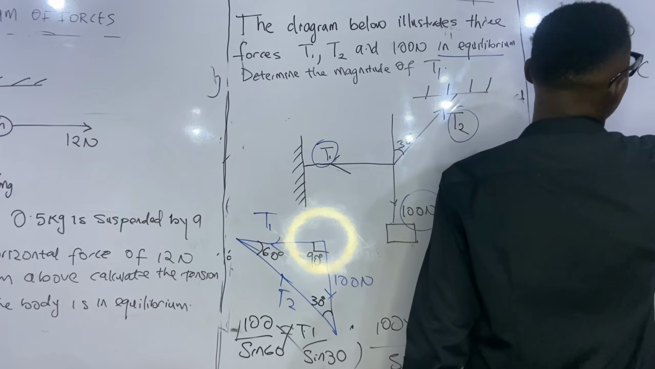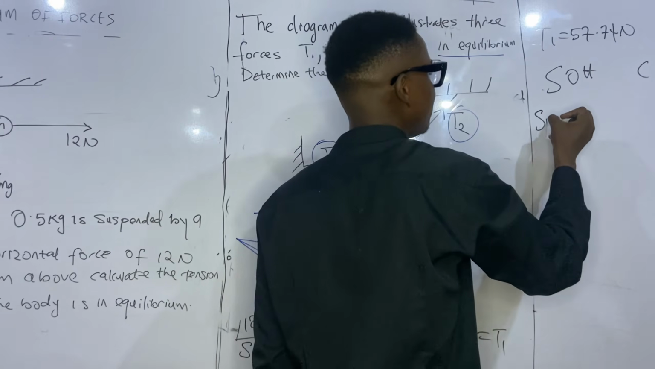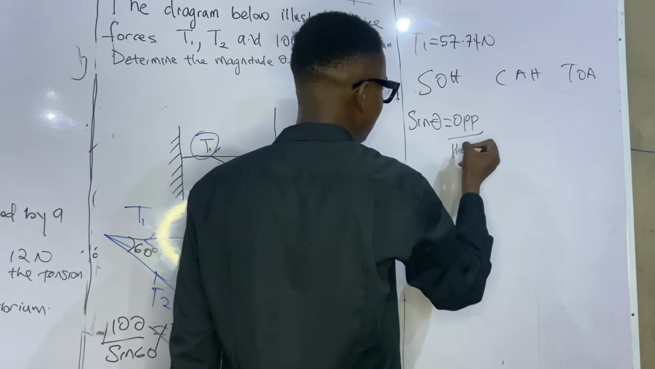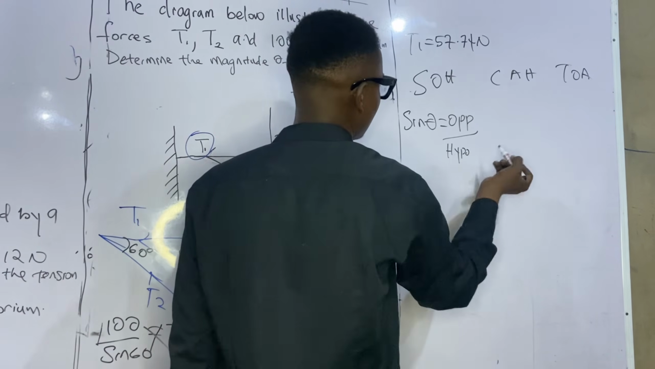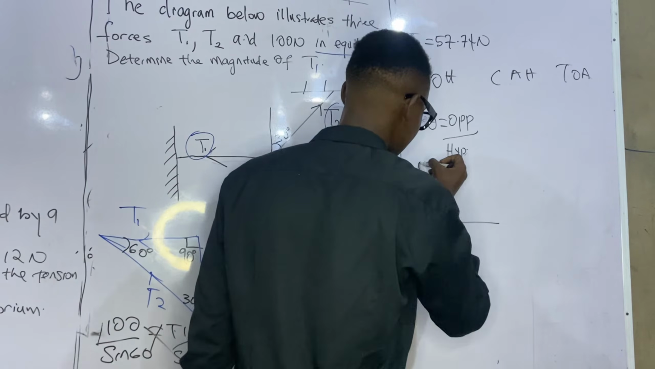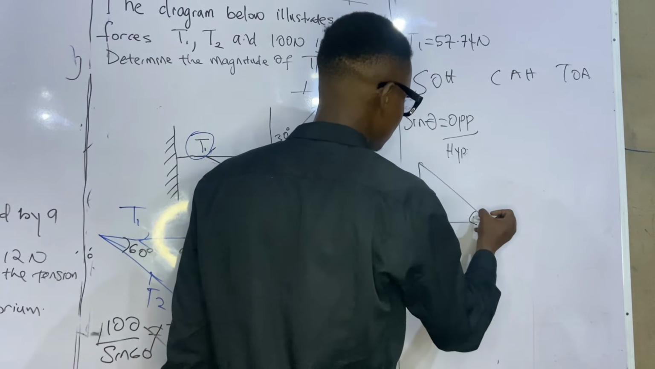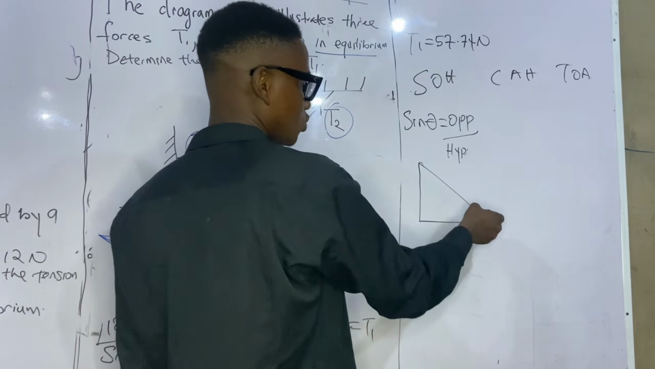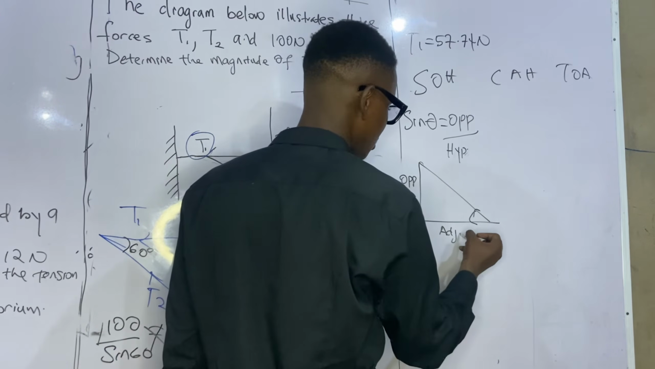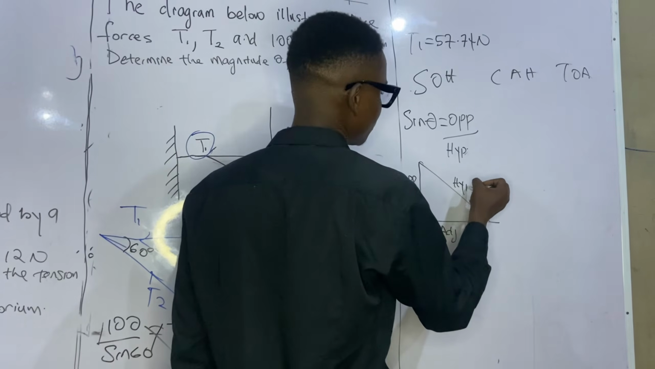SOHCAHTOA. So this SOHCAHTOA means what? Sine theta equal to what? Opposite over hypotenuse. Then put HYP. So if you have a right-angled triangle like this, the side facing the angle is the opposite. This is the adjacent. This is the hypotenuse.